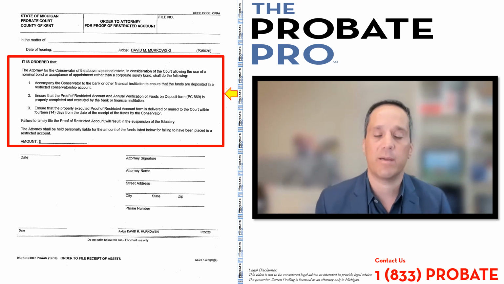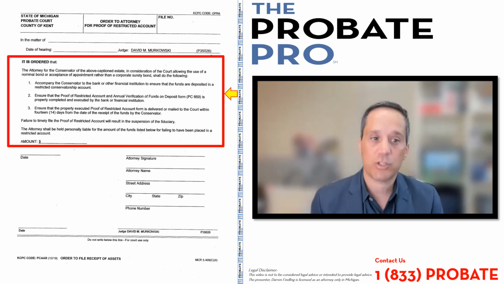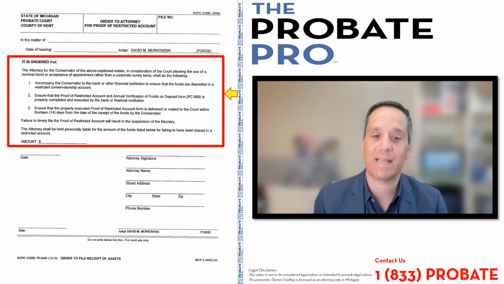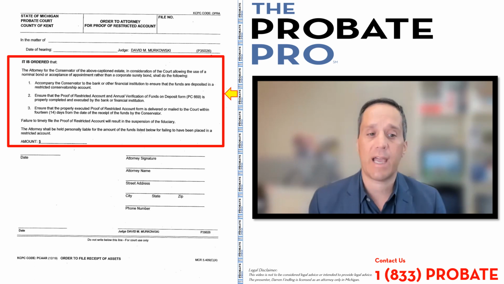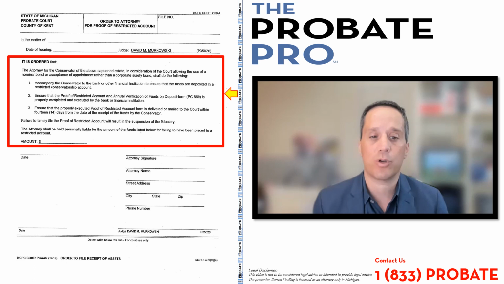First, that the attorney will accompany the conservator to the bank or the financial institution to ensure that the funds are actually deposited in a restricted conservatorship account, not a joint account, not any other type of account, but a conservatorship account. Second, ensure that the proof of restricted account and annual verification of funds on deposit form are properly filled out and then, of course, provided to the court in Section 3 within 14 days from the receipt of the funds by the conservator.